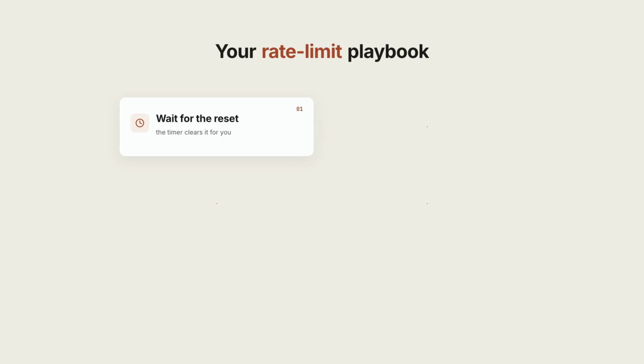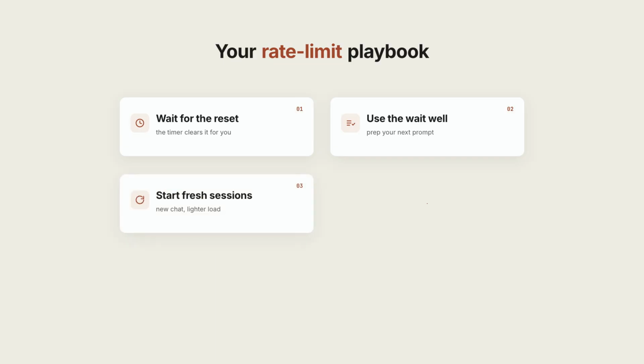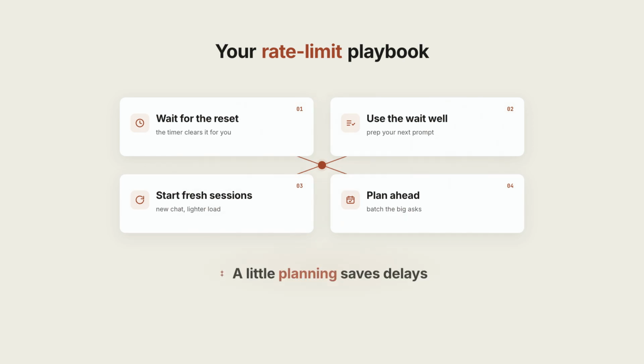Following these guidelines will help you navigate the rate limit issue effectively and ensure that you're making the most productive use of Claude.ai. Keep this in mind whenever you encounter a rate limit message, and remember that a bit of planning ahead can save you from delays in future sessions.